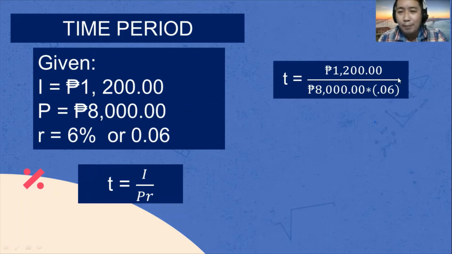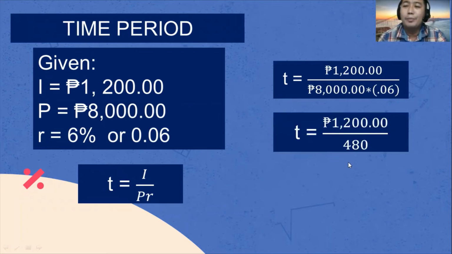The very first part that we need to do is to find the product of 8,000 pesos and 0.06. What is the product of 8,000 and 0.06? That is 480. 8,000 multiplied by 0.06 is 480.